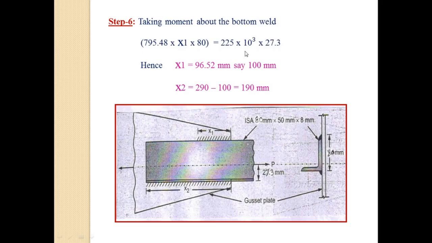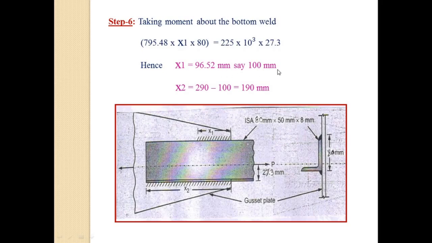Okay, so how can we calculate this value? 225 into 10 to the power 3 into 27.3, the clockwise moment. We are taking the bottom edge, that is 225 kilonewton multiplied by the perpendicular distance 27.3 mm. After solving this, we get the value of x1, that is 96.52 mm. So we can say it is 100 mm.